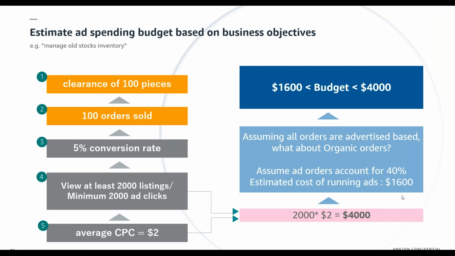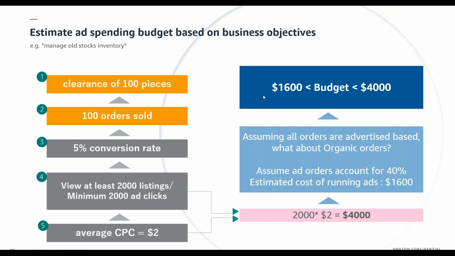So this gives you a budget range of max $4,000, which means that almost 100% of your orders come from ads. Or usually, if I have some organic and some paid advertising orders, or ad attributed orders, which is around 40%, that is the bottom floor of my budget, which is $1,600. So I can set a budget between $4,000 to $1,600 as an example.